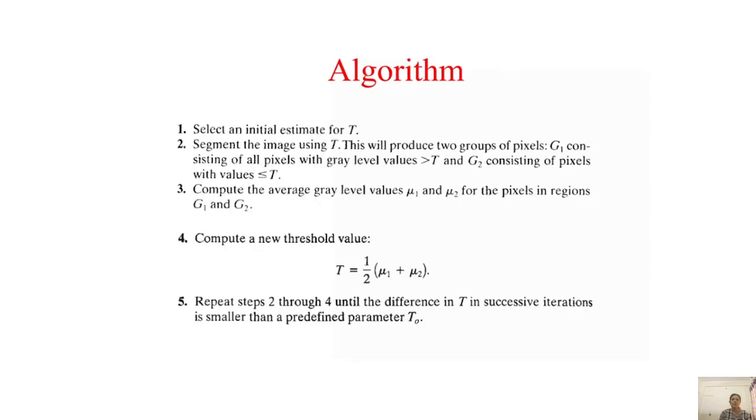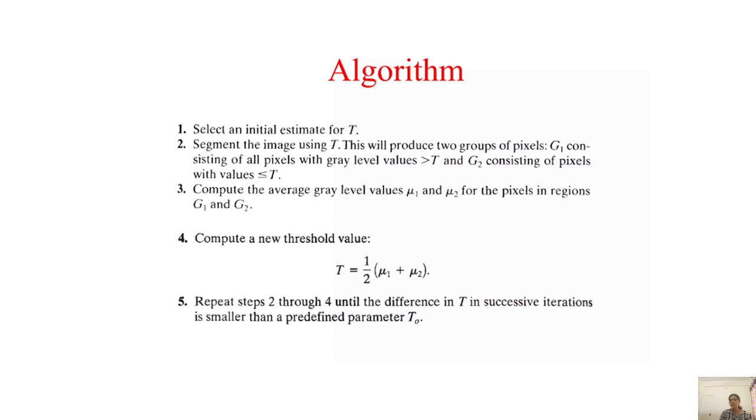So this is the algorithm for thresholding. Select an initial estimate of T; we will see how to select this estimate. Then segment the image using T, which produces two groups of pixels: G1, consisting of all the pixels with gray level values greater than T, and G2, consisting of pixels less than the threshold.